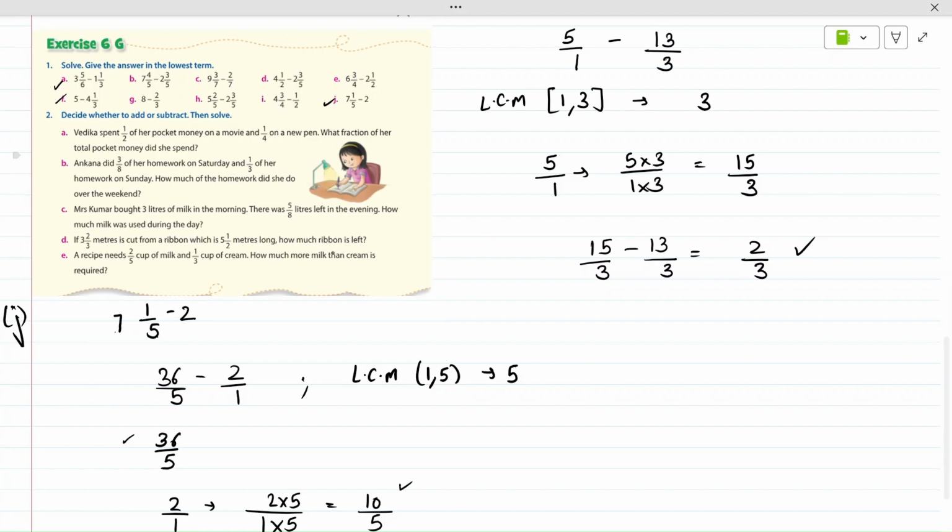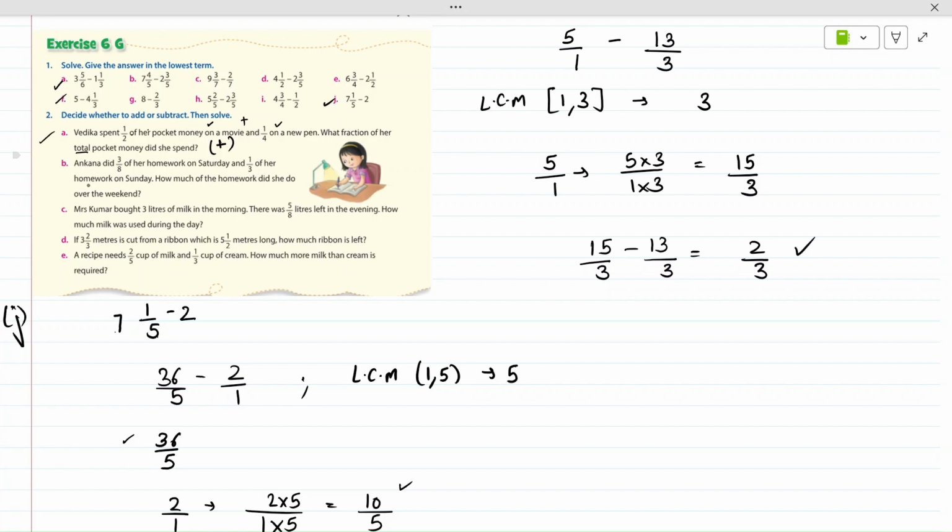So we are given that half of the pocket money she used for a movie and 1 by 4 she spent on a pen. So when we add these two fractions together, we will come to know how much money she has spent on both the movie and a new pen. Now what fraction of her total money did she spend? So that means we have to do the addition here to find the total pocket money spent, right?